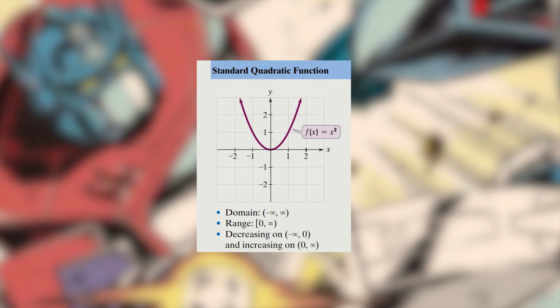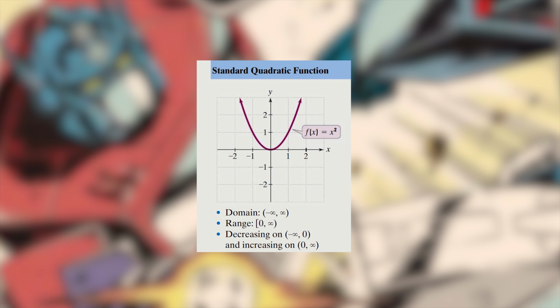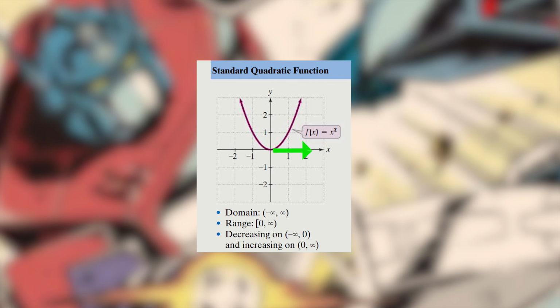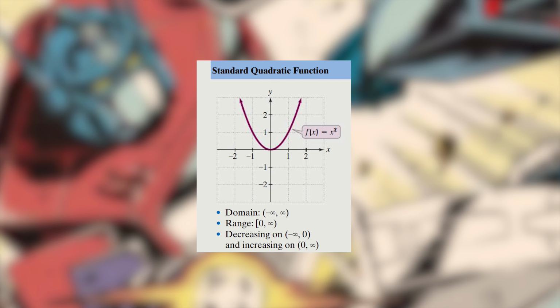Next, we have the quadratic function. This looks like the absolute value function, just a little bit more curvy. Notice it has the same properties as the absolute value function. You can put any x value in it, but you'll only get a y value greater than 0 back.